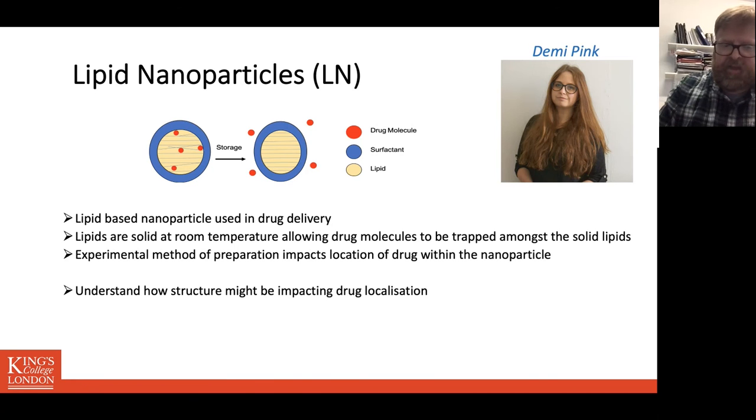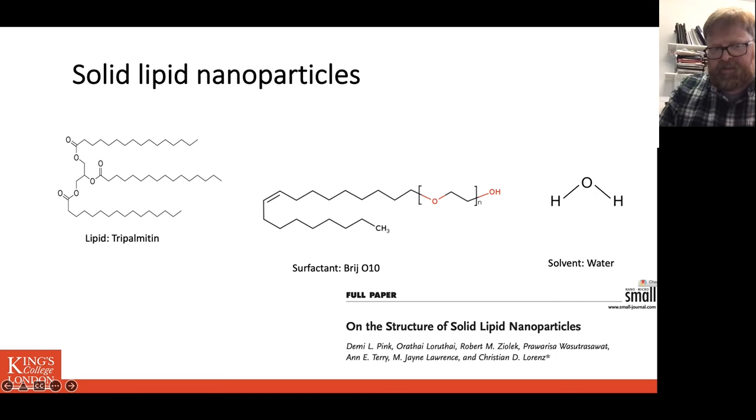And we want to use simulations to try to understand how the structure might impact the localization of drugs inside the nanoparticles. In this case, specifically, our lipid is tripalmitin, which is a completely saturated triglyceride. And then the surfactant, which coats the nanoparticle, is Brij O10. It has a hydrocarbon chain and then an ethylene oxide head group, which remains in solution. And then our solvent is just water.